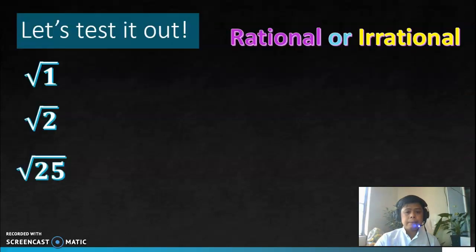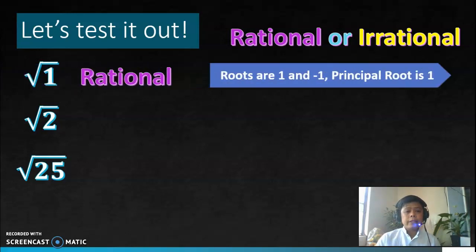Okay, next. Let us test it out. Sino sa mga ito ang rational at irrational? Yung una, yung square root of 1. Yung square root of 1 is rational. The roots are 1 and negative 1. Tapos, ang principal root natin ay 1. Diba, kinukuha lang natin yung positive o yung non-negative, so 1. Rational siya. 1 times 1 is 1. Negative 1 times negative 1 is 1 also.